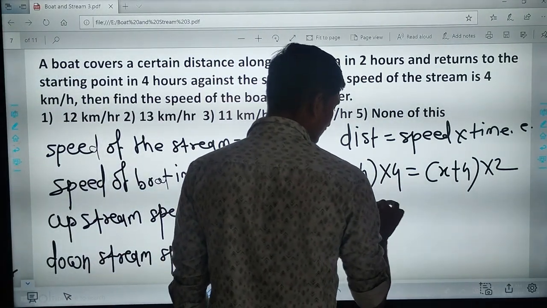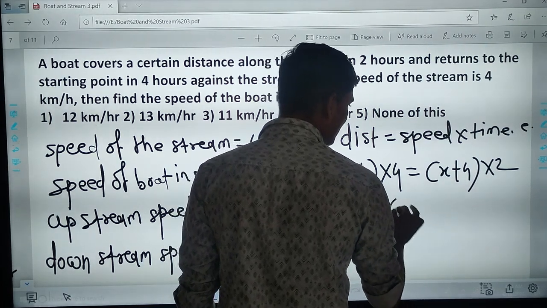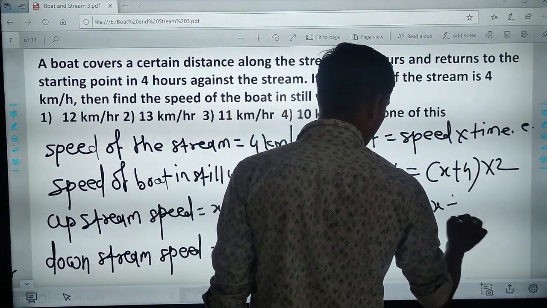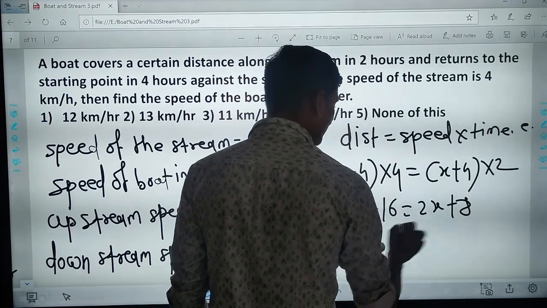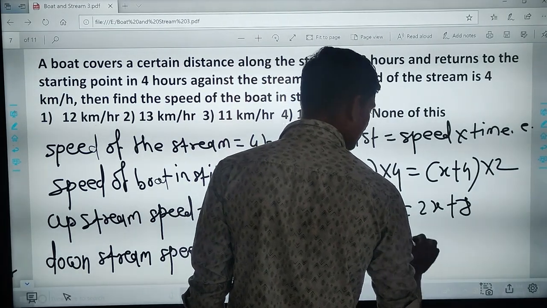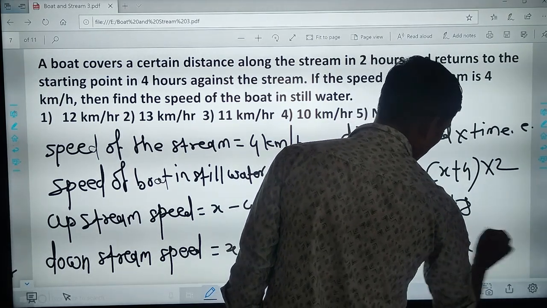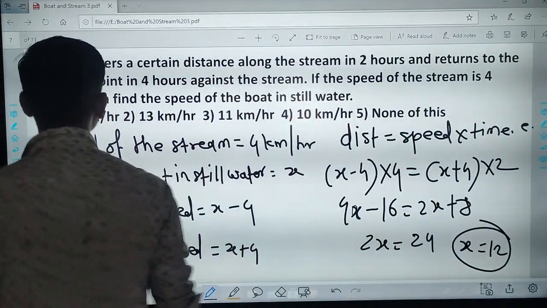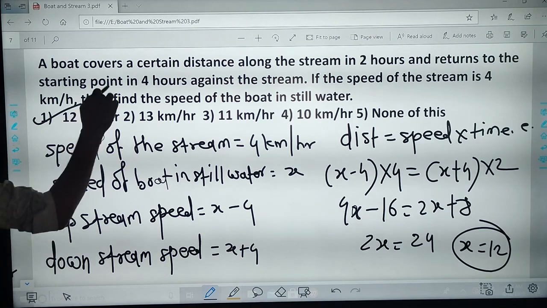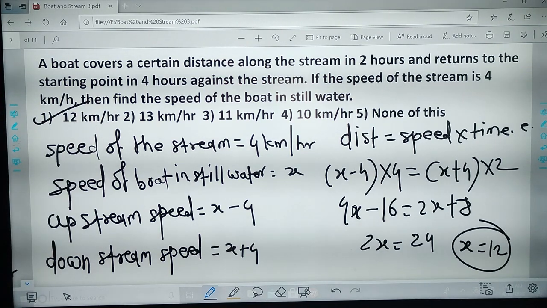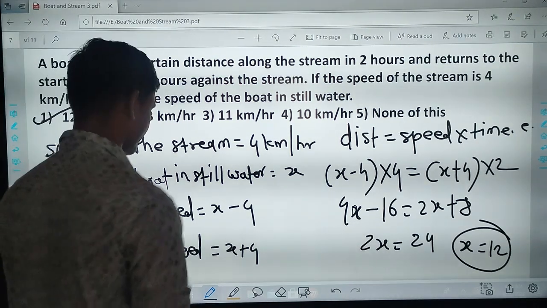Then 4x minus 16 is equal to 2x plus 8. Then 4x minus 2x is equal to 16 plus 8, so x is equal to 12. Your value of x is equal to 12. Then the speed of the boat in still water is 12 km per hour.